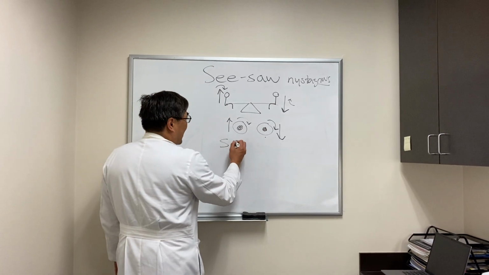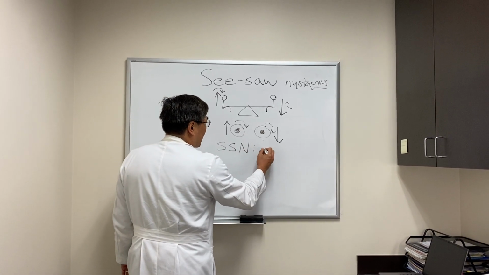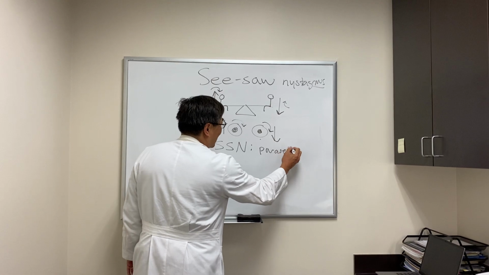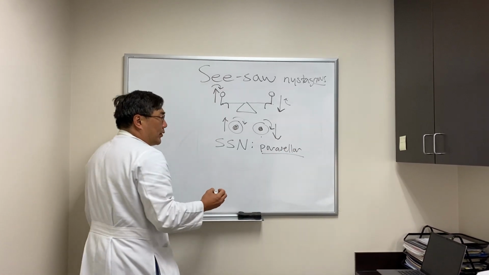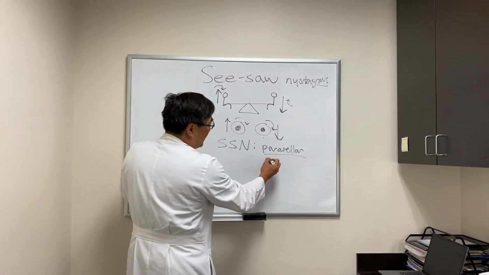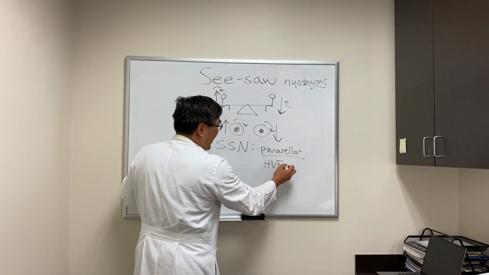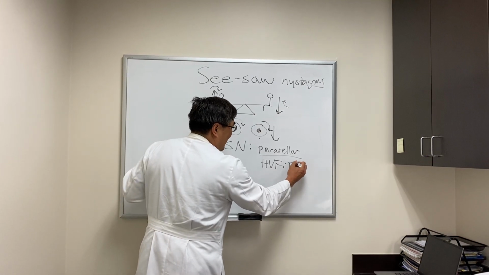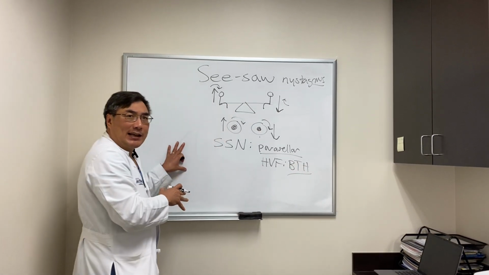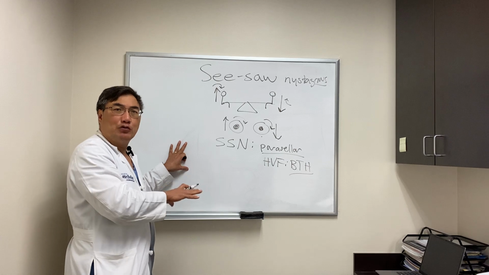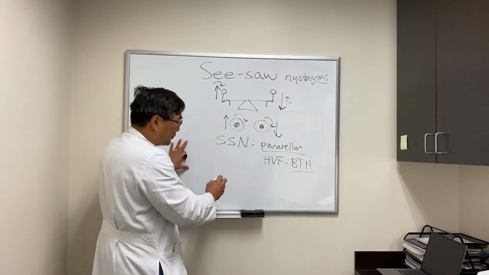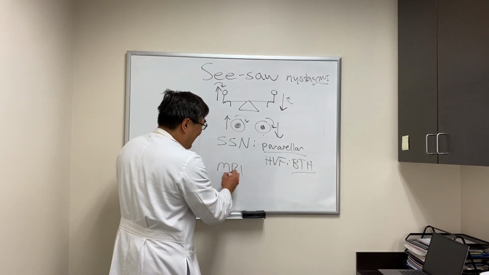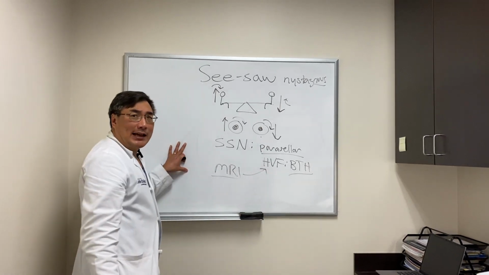The localization of seesaw nystagmus is usually to the sellar or parasellar region. And so it's counterintuitive, but you probably should be doing a visual field on a patient who has seesaw nystagmus, because what you're looking for is the bitemporal hemianopsia of the sellar or parasellar lesion, usually a pituitary lesion causing this. So we're going to do an MRI scan directed at the sella.